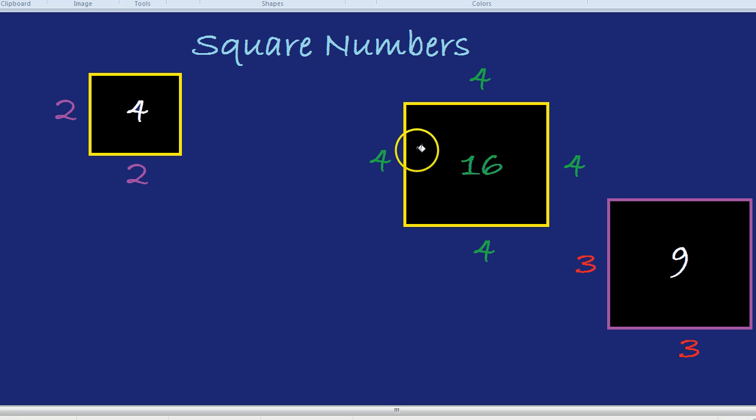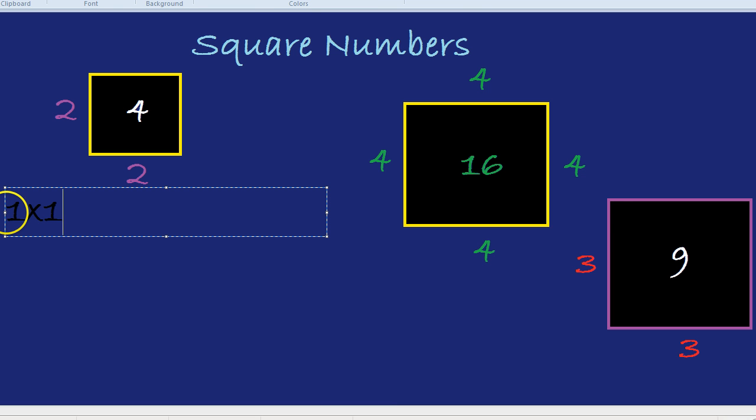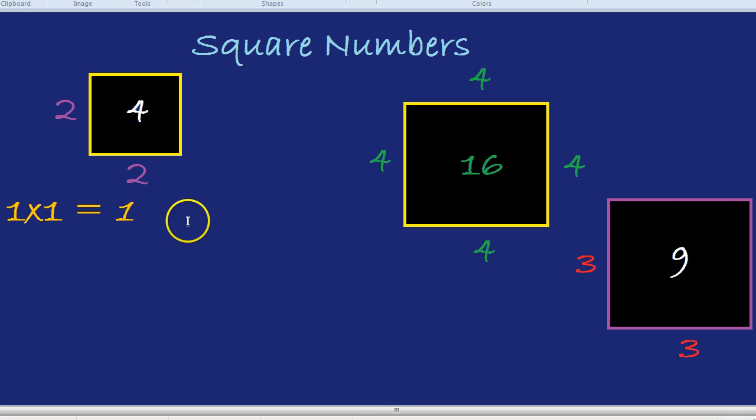Let's create a list of the first 10 square numbers. You know what? Let's be ambitious. The first 15 square numbers. Those are the ones you'll most likely need in any exam. First 15 square numbers. Well, 1 times by 1, whoops, black is not going to be a good colour to use. 1 times by 1 equals 1. So 1 is a square number. Let's underline and italicize the square numbers. Actually, just italicize.